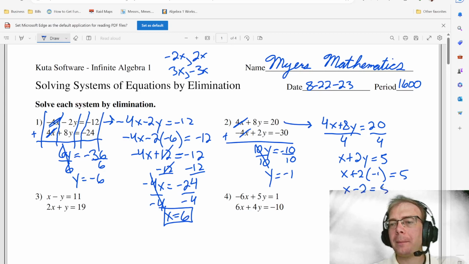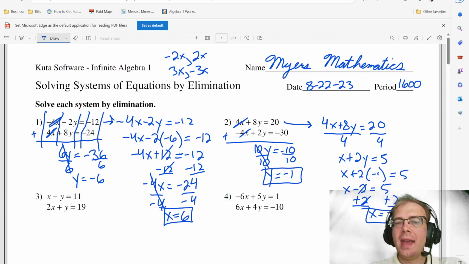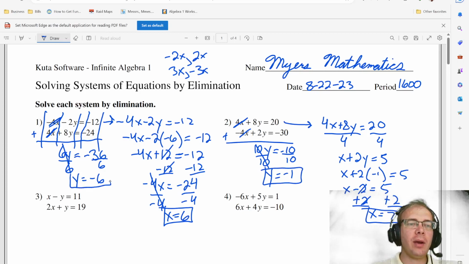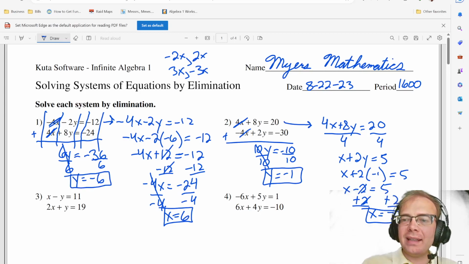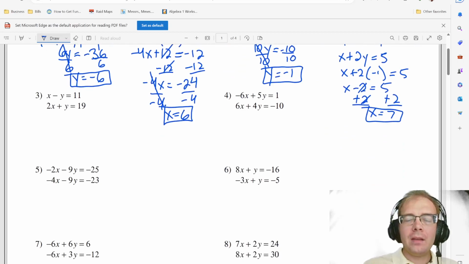So x minus 2 is equal to 5, and then I'm going to add 2 on both sides. Boom, boom, boom, boom. X equals 7. Okie day. Oh, I forgot to box my y. All right, and there's number 1 and number 2. Let's keep going. Numero 3.